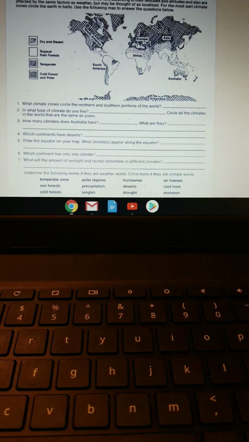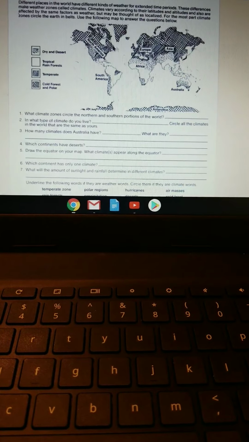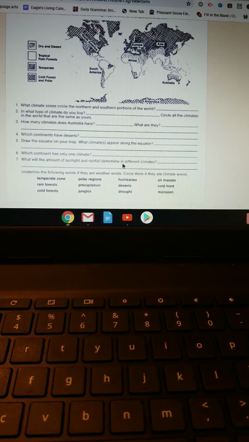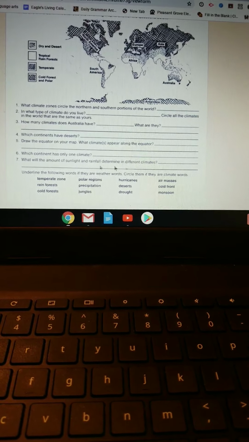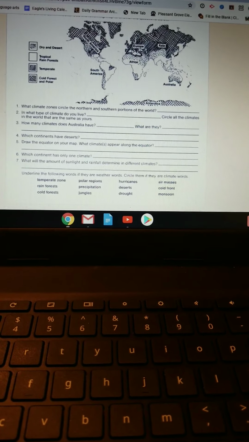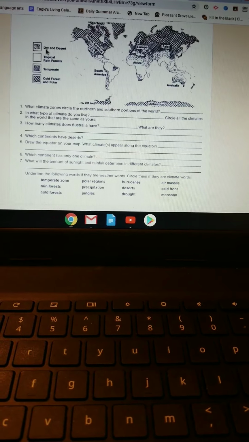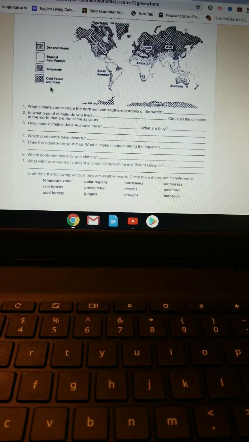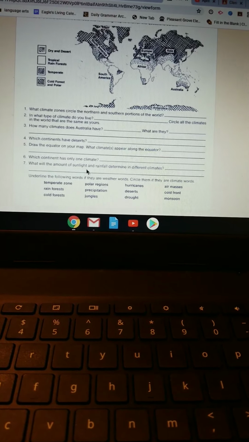Okay. All right. Which continent has only one climate? So these are your continents up here. Which one only has one type of climate? So you're going to look and you only see one type. Which continent do you think that is? All right. What will the amount of sunlight and rainfall determine in different climates? So, how much sunlight and rainfall you get, what does that determine? Do you get dry and desert? Do you get tropical? Those kinds of things. All right, so that's what you're going to answer for number 7.